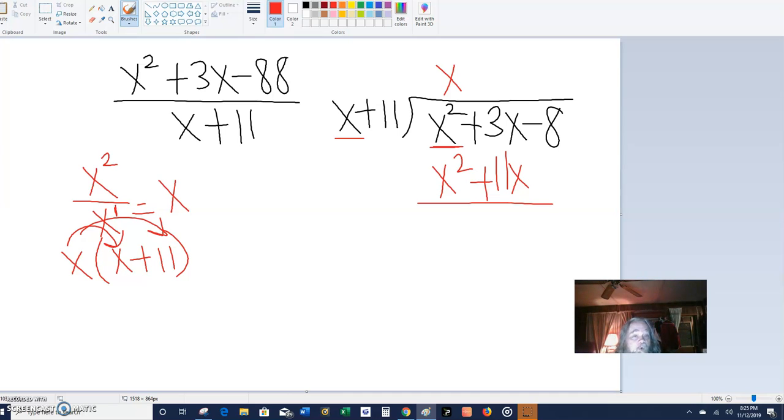Now, when you get to this point, you're subtracting your numbers, but here we're subtracting our polynomials. And when you subtract the polynomials, the second polynomial signs turn to their opposite signs. So this will become negative x squared, and this will be a negative 11x. Now the x squareds cancel out, and when you combine your x's, you get negative 8x.